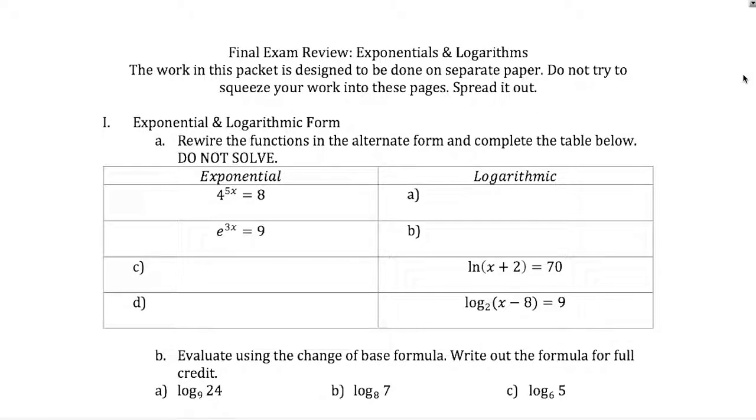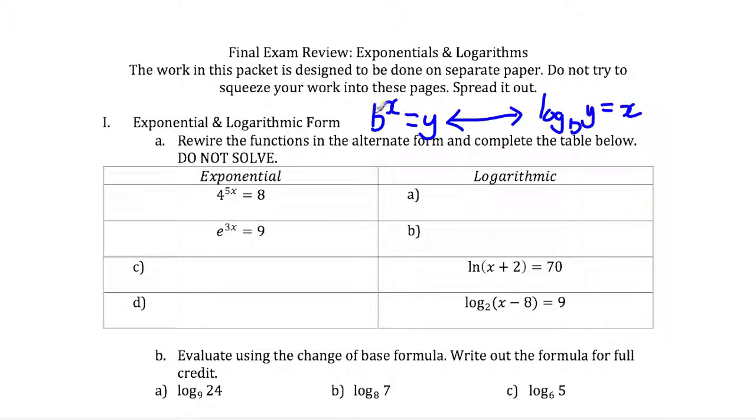So we're going to be looking at our review for logarithms and exponentials. Remember, an exponential function and a logarithmic function are inverses of each other. Now, a lot of you probably remember that we can rewrite these. So if I have b to the x is equal to y, I can manipulate this and write this as log base b of y is equal to x.